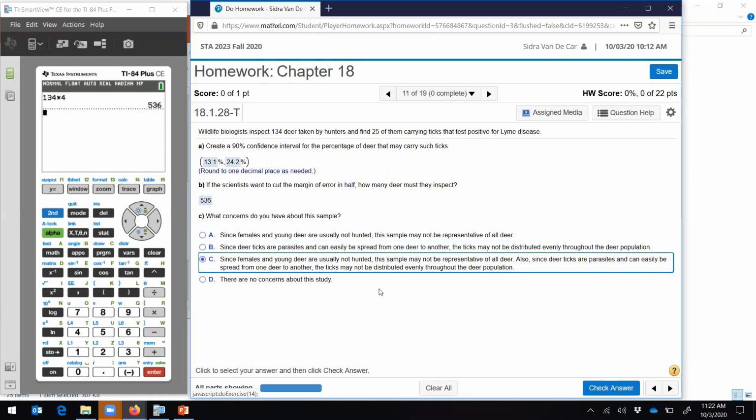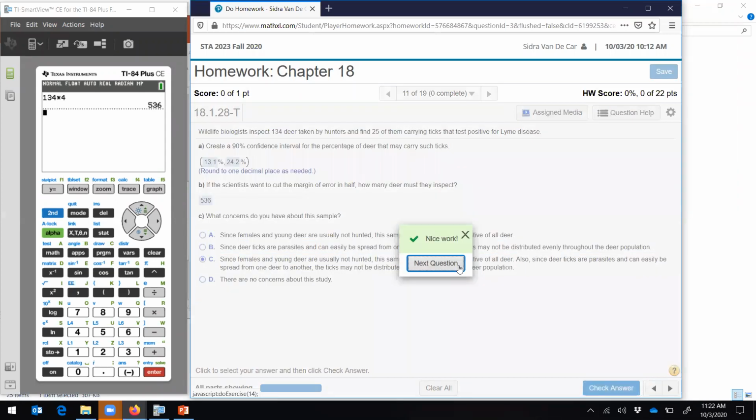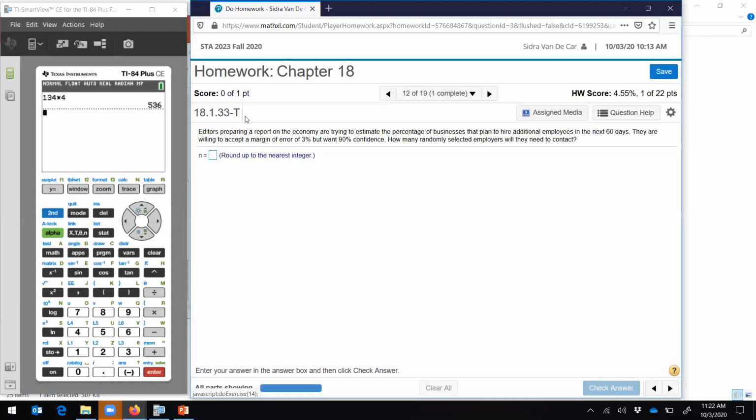So C might be a reasonable thing to suspect. The ones that they hunt may not be representative of all deer in the population.